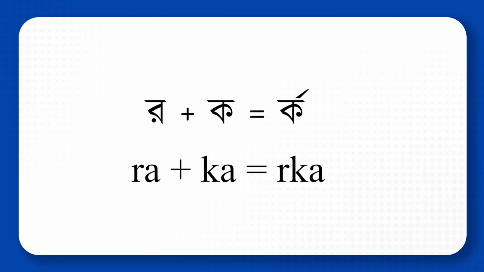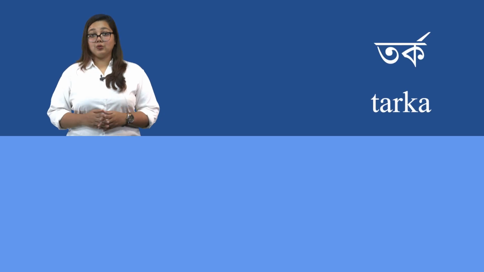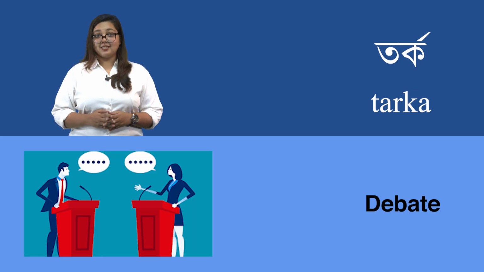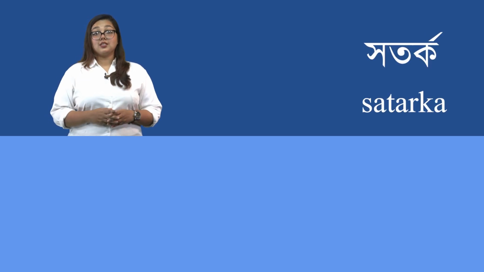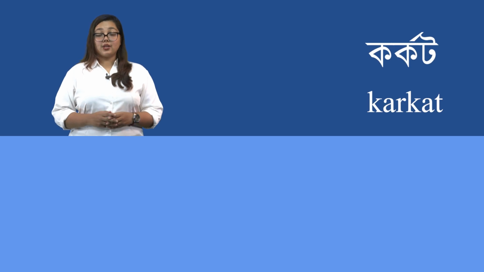The first cluster is Roi Ko, with Ref. Whenever Boishuno Ro makes a conjunct with any other consonant members as the first member of the conjunct, it occurs as Ref. Similar in the case of Ko also. We have examples like Torko, which means debate, Shotorko, which means cautious, and Korkot, which means crab.